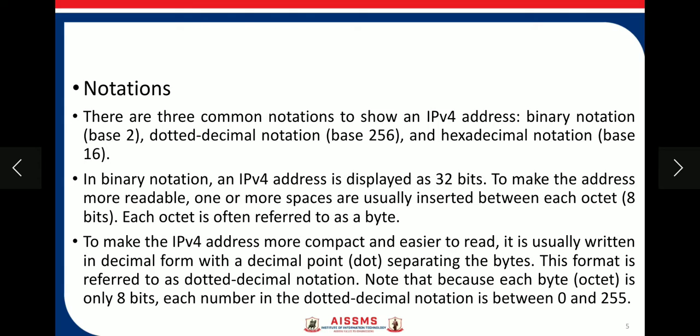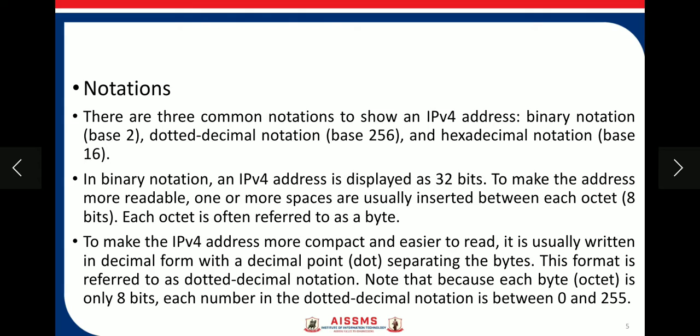In binary notation, an IPv4 address is displayed as a 32-bit address. To make the address more readable, one or more spaces are usually inserted between each octet, that is, each 8 bits. Each octet is often referred to as a byte.